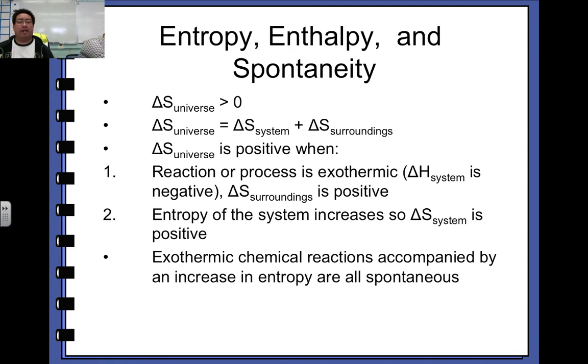So we can actually quantify entropy as opposed to just talking about it qualitatively. We know that the change in entropy of the universe will always be greater than zero, and this will be equal to the change in entropy of the system plus the change in entropy of the surroundings. So the entropy of the universe is going to be positive for one of two reasons. First, if a reaction or process is exothermic, then you can be fairly certain that the delta S of the surroundings is going to be positive because the surroundings are gaining energy.